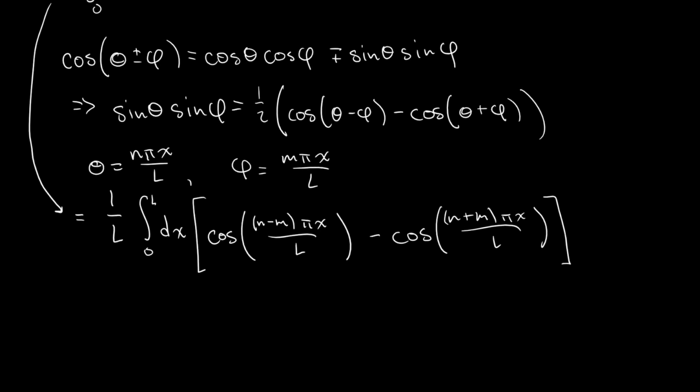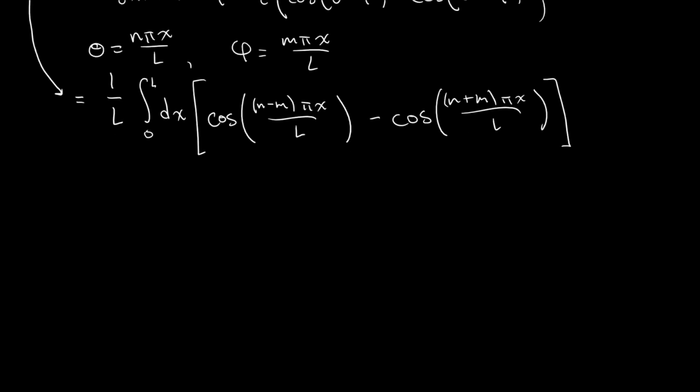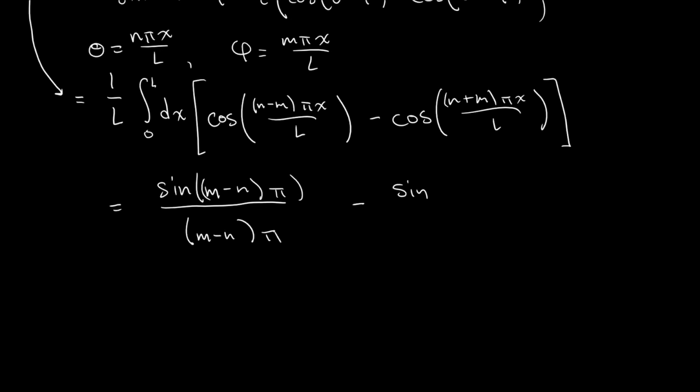And now all I'm doing is taking the integral of cosines, which is fairly straightforward. We can just look this up in a book, whatever it may be. And when we carry this out, we find that this is equal to sine of (m minus n) pi divided by (m minus n) pi, minus sine of (m plus n) pi over (m plus n) pi.